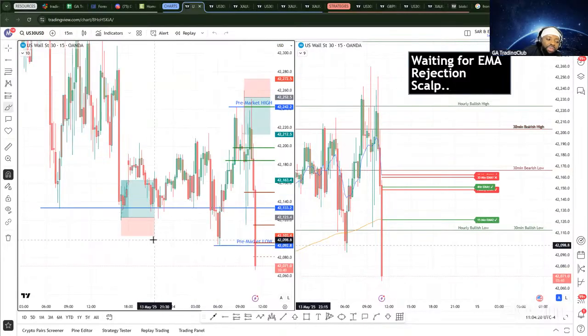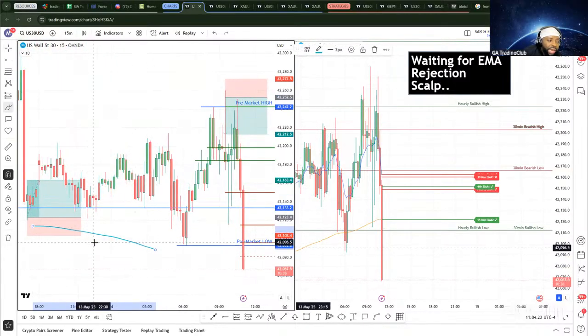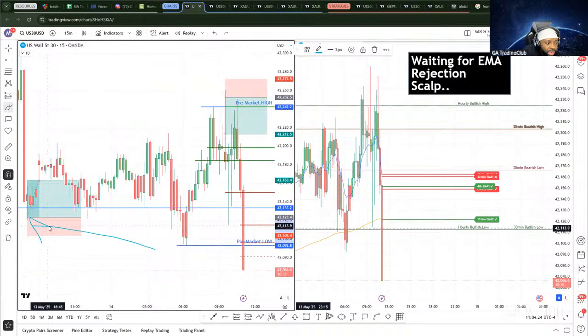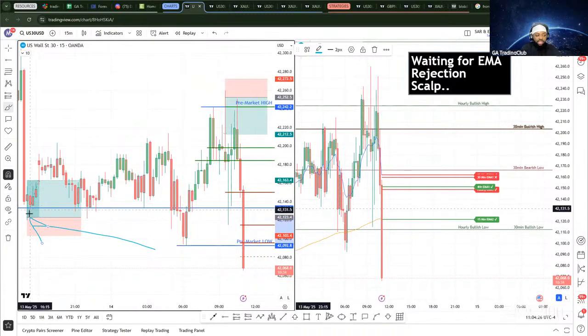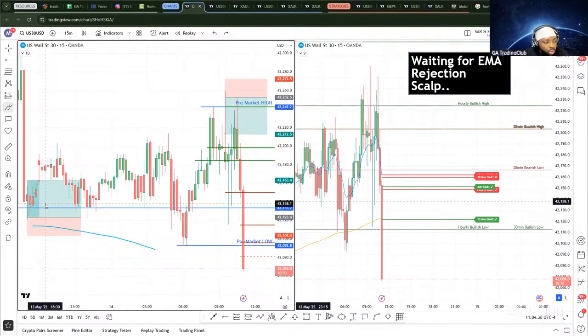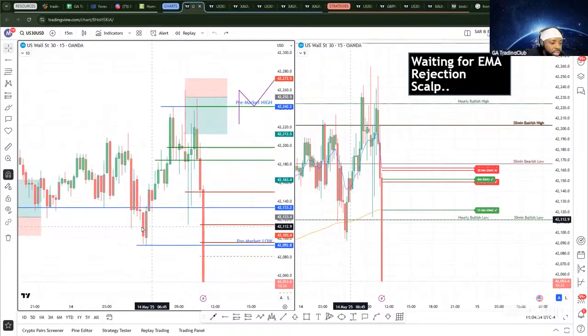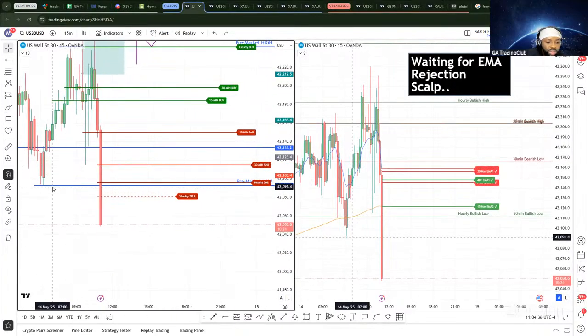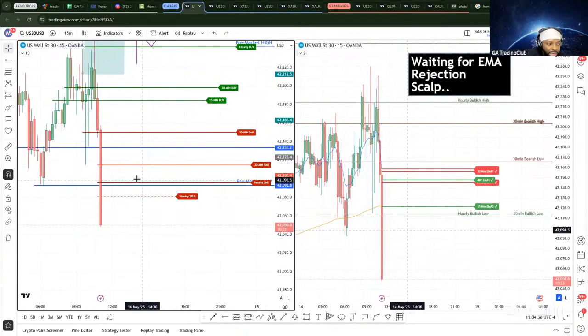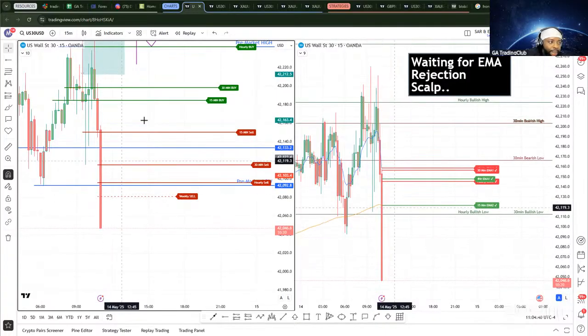Because ideally we don't have any level of demand. We don't have the same rejection as we did here. And here yesterday we had a heavy demand presence, but right now we do not have anything of the sort. And you can see that continuous push to the downside at that pre-market low.